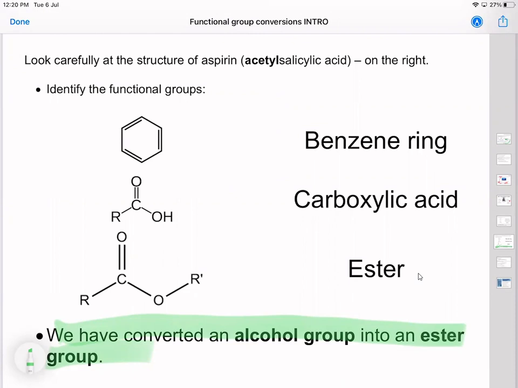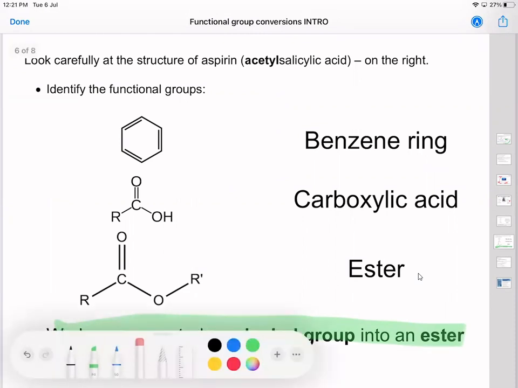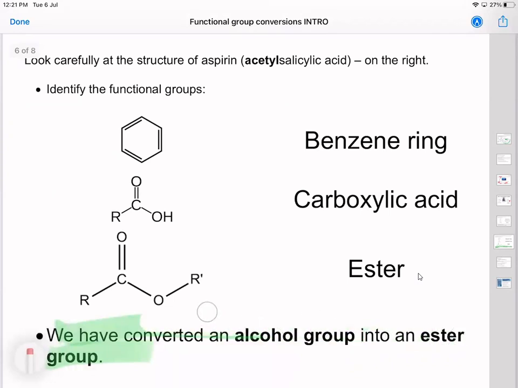Cool, everyone happy so far? Yes. Good, good, good. Good. Erase. And there we go.